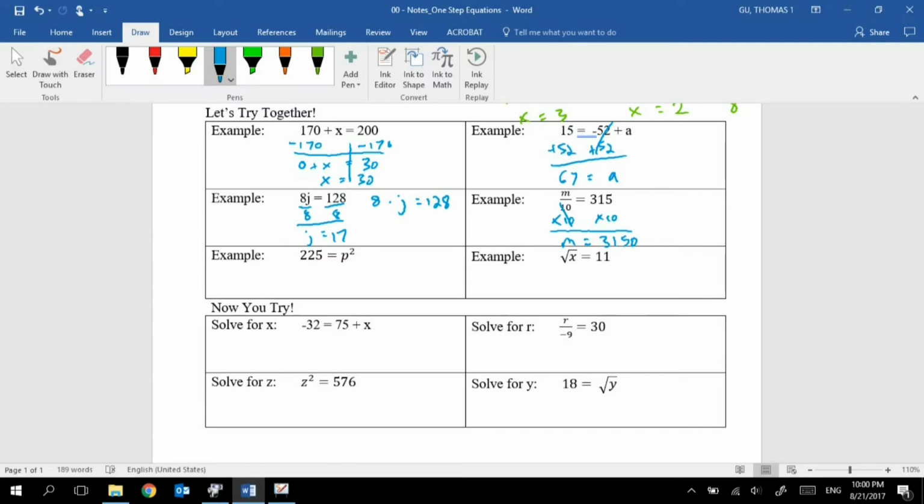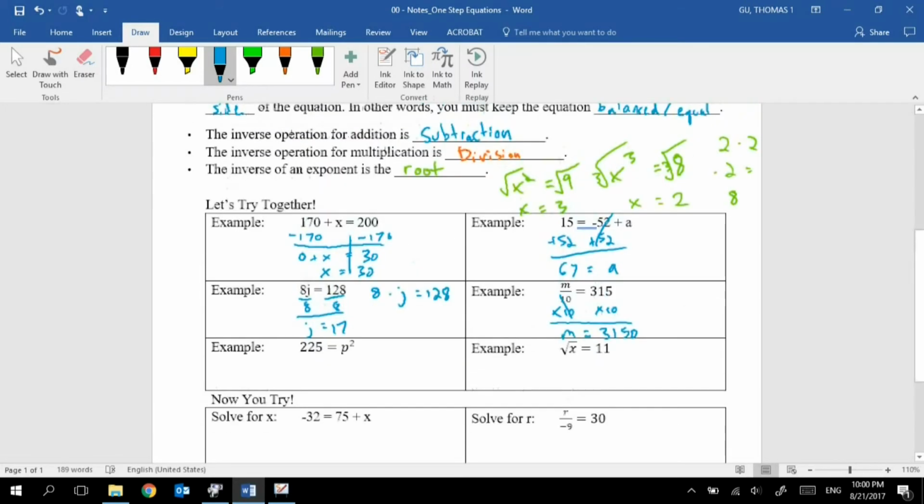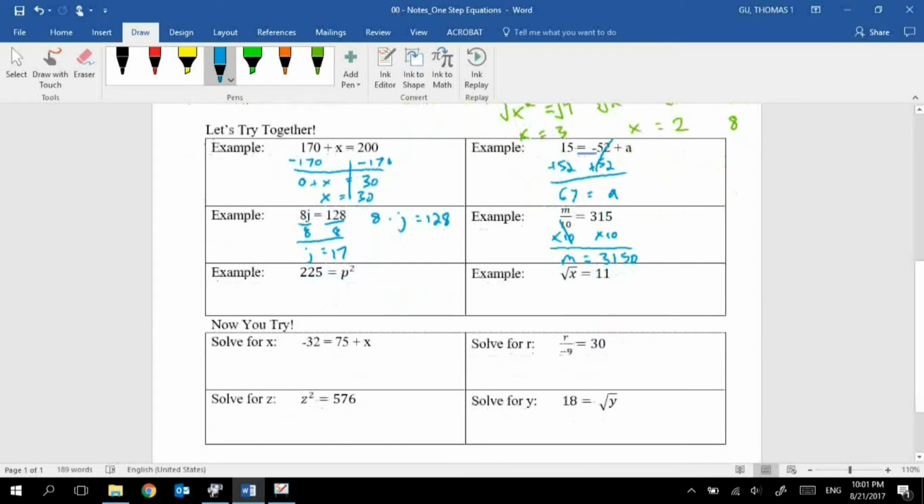All right, moving on to the next one. 225 equals p squared. Remember, what do we do to get rid of squared? If you look up here, the inverse of an exponent is the root. So we're going to do the square root on both sides, not just one side, because that would be wrong. And this cancels the squared. So now we have p equals, what's the square root of 225, guys? What's the square root of 225? It is 15.